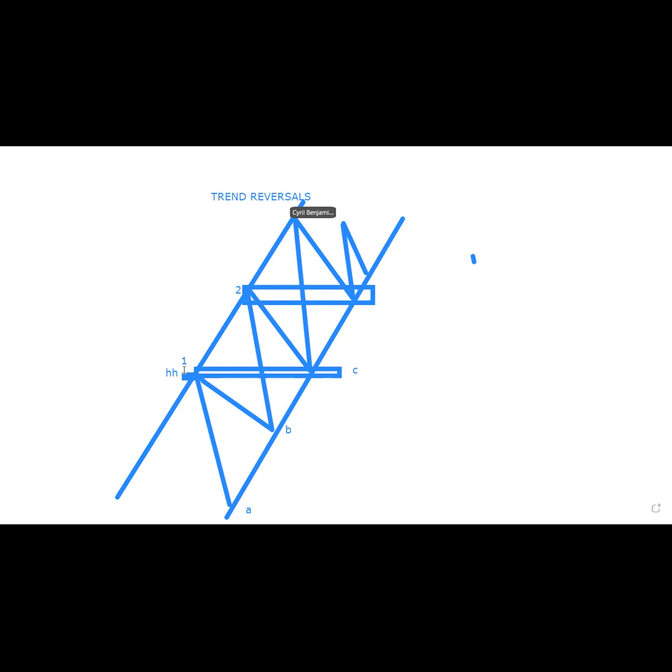Look at the move from point A to 1: it was a buy move. Remember, buys are the ones that go up. 1 to B was a sell move. But look at the next buy move from B to 2. Can you see that B to 2 went higher than where A to 1 stopped? Once you see that happen, it's like saying this buy impulsive move went higher than the last one.